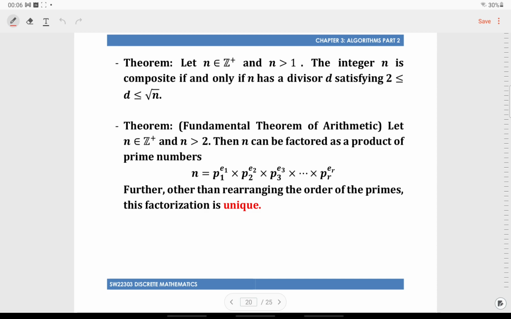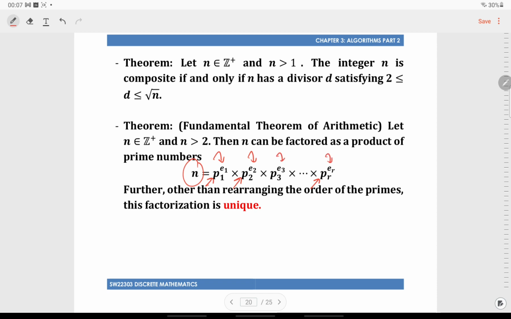Okay, so according to the fundamental theorem of arithmetic, if we have a positive integer n, where n is greater than 2, this n can be factored as a product of prime numbers. The first prime number is denoted by P1, the second prime number equal to P2, up to the rth prime number equal to Pr. And all these prime numbers have their own exponent value.